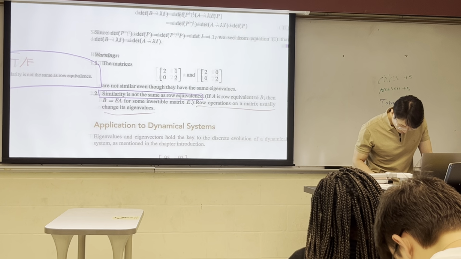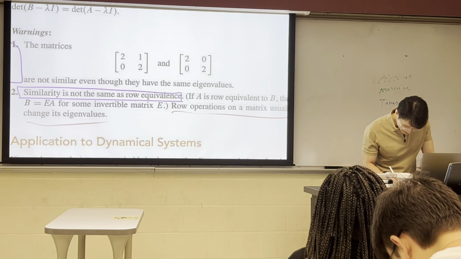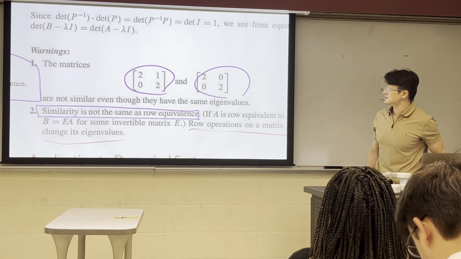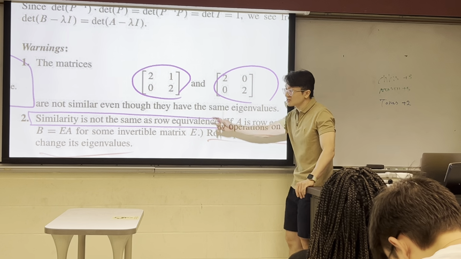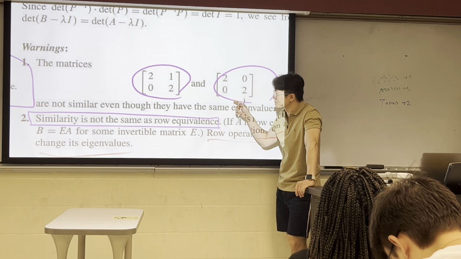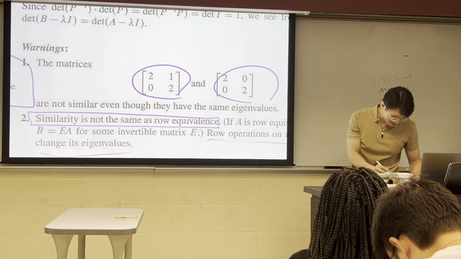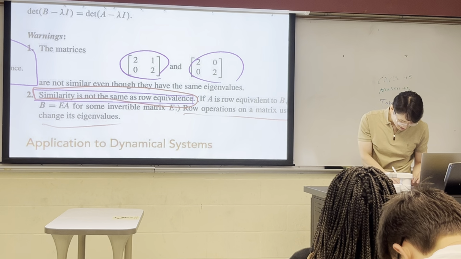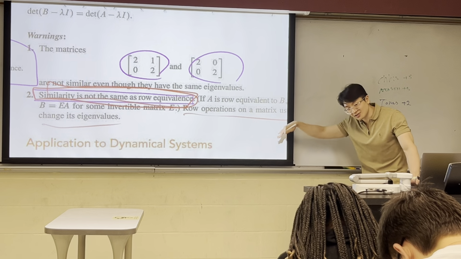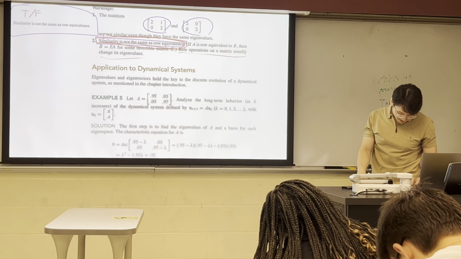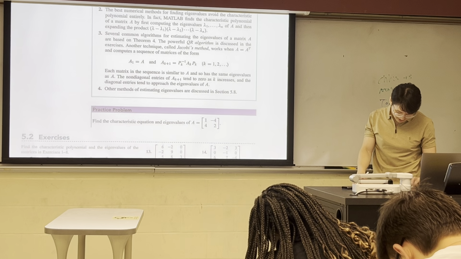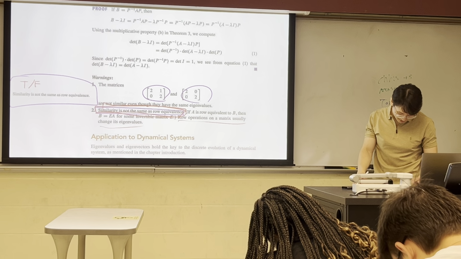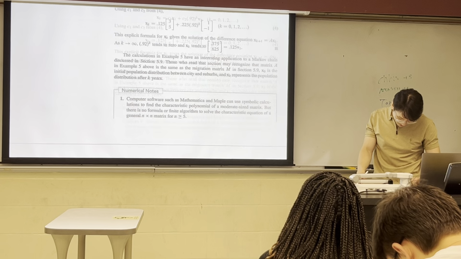Here, one more fact. Let's look at this too. It looks similar, but they're not similar matrices. Maybe true, false. And similarity is not the same as row equivalence. Okay? They're different definitions. I guess we learned this next. One more time.